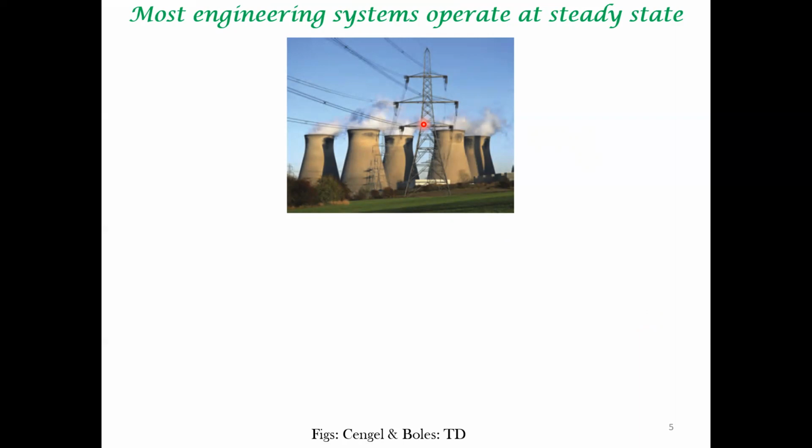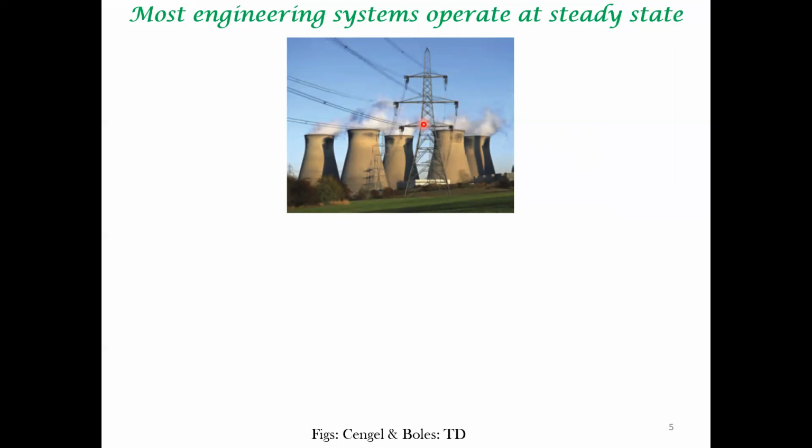Most engineering systems operate at steady state. Take a power plant, for example. There might be an unsteady state which has to do with startup and shutdown, but that might be a very small fraction. Most of the time, power plants operate at steady state, and the time they operate in the unsteady regime, associated with startup and shutdown, is typically not so much.